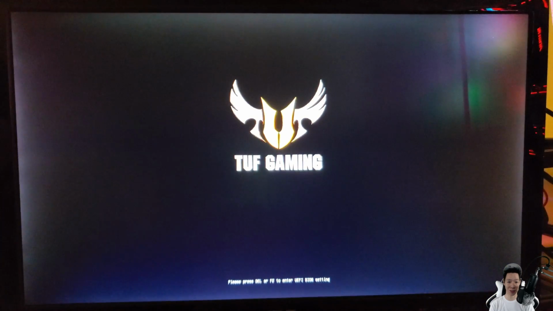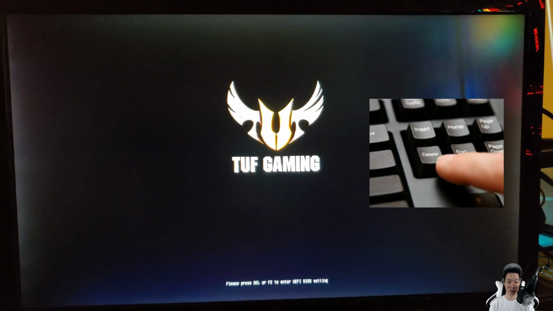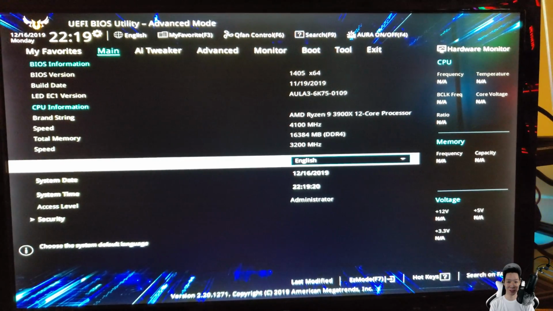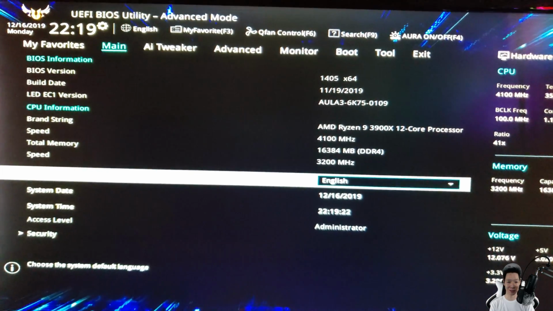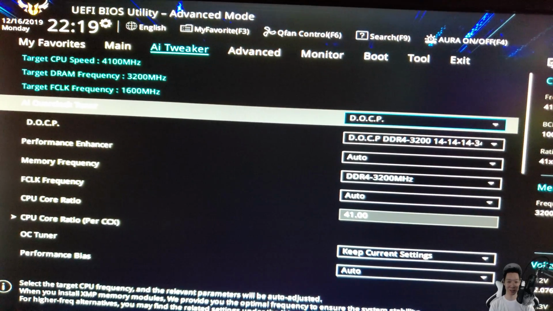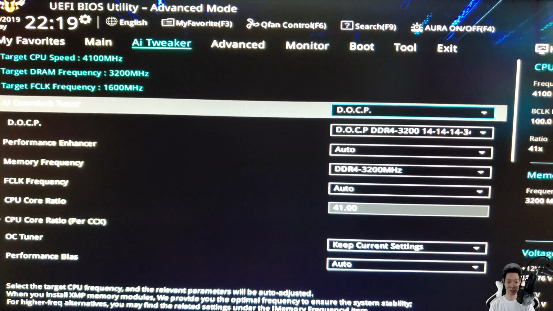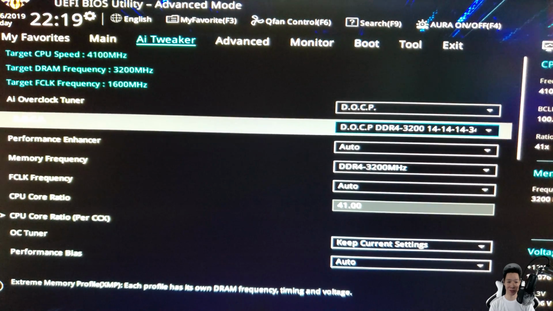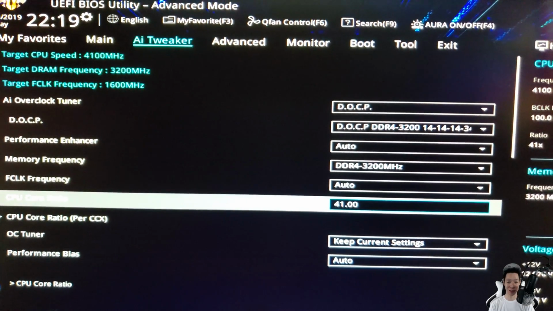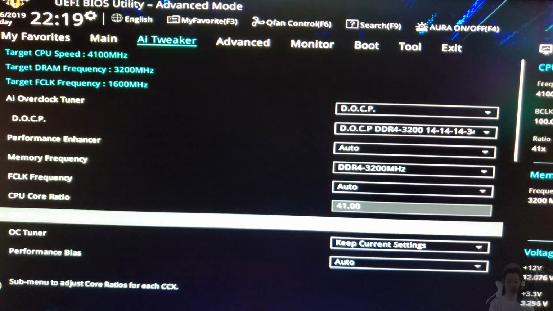Now let's jump into the motherboard BIOS and do some overclocking. So on the first startup screen, keep smashing the delete key until you get into the BIOS. Now I did already update the motherboard BIOS and did some basic and quick overclocking. All I did for the memory was enable DOCP that adjusted the memory frequency to 3200 MHz. And for the CPU clock speed, I set it at 4100 MHz.